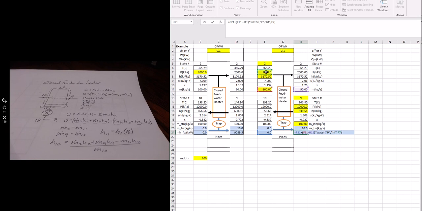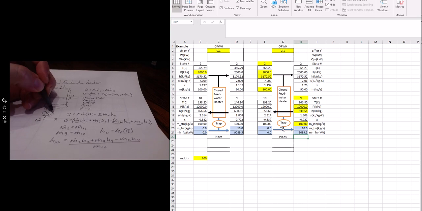And so now I have, let's say I had 10 kilograms per second here, then this would be 20. And this is still, though, just the 10 that's coming off of this. And so I get 9089.5. So everything matches. There's no work or heat transfer to calculate, so I've got my open feed water heater functioning.